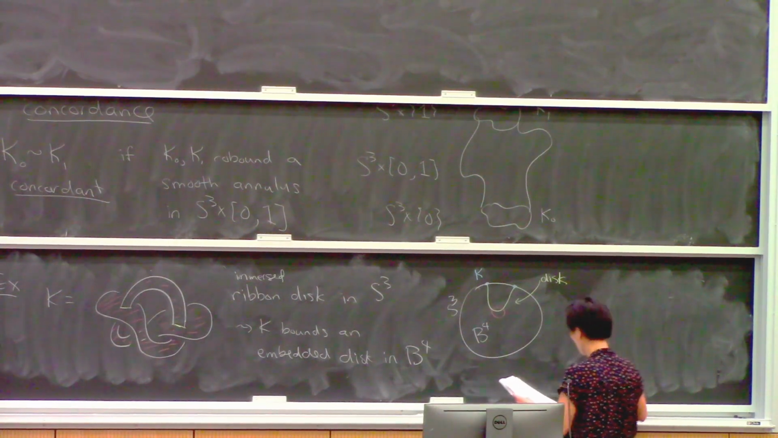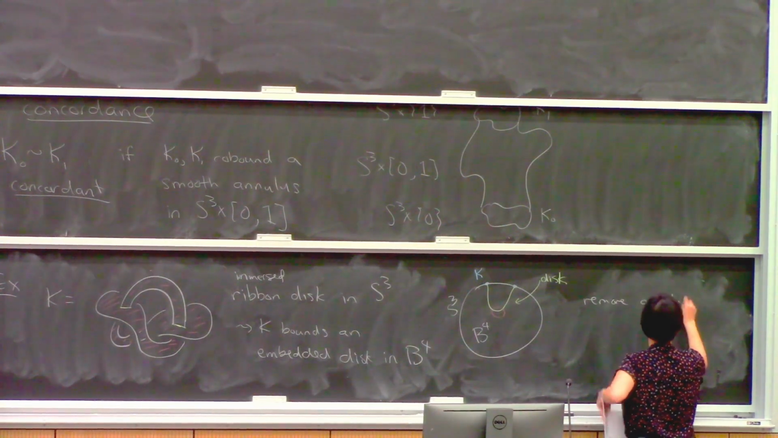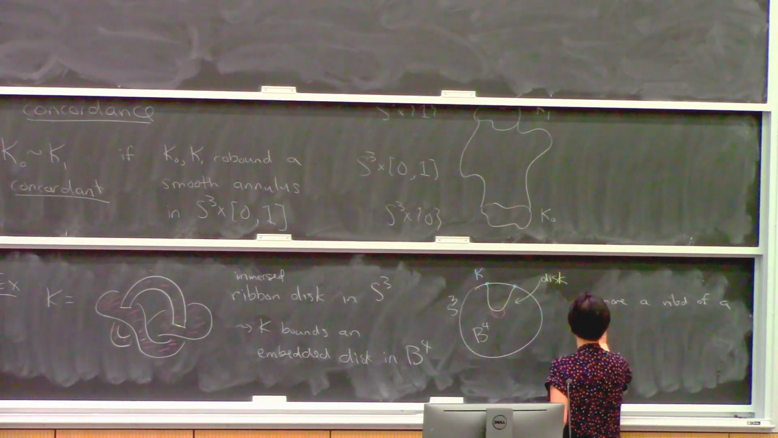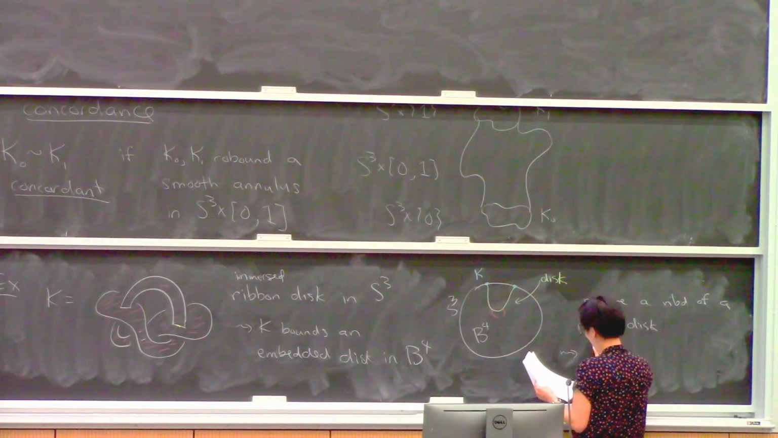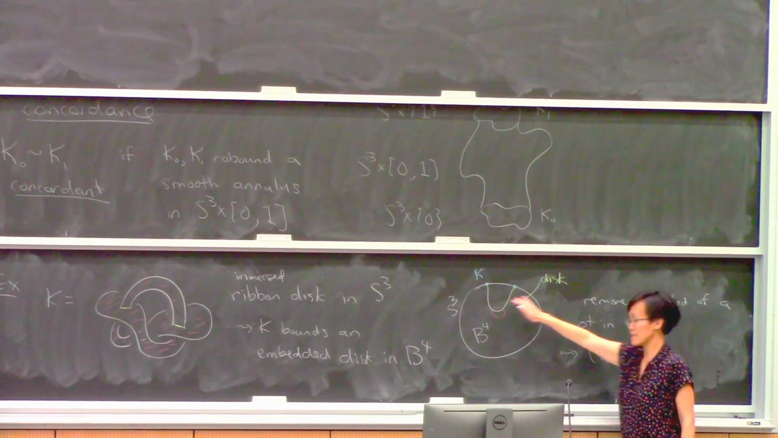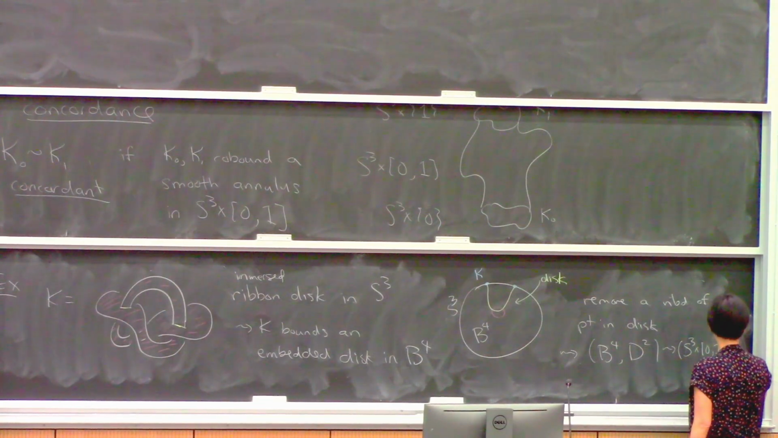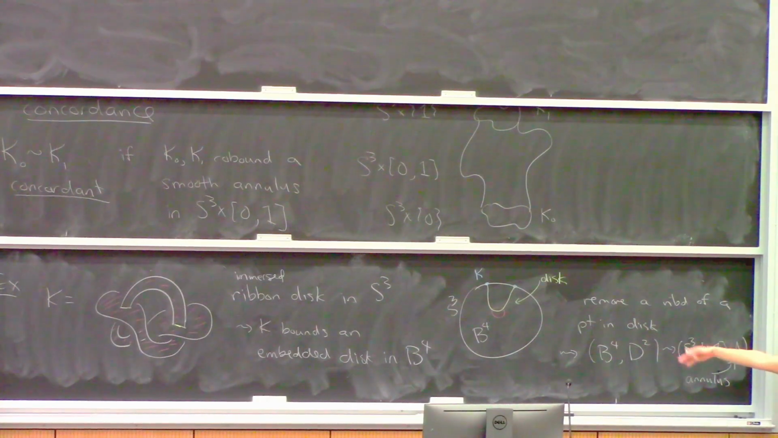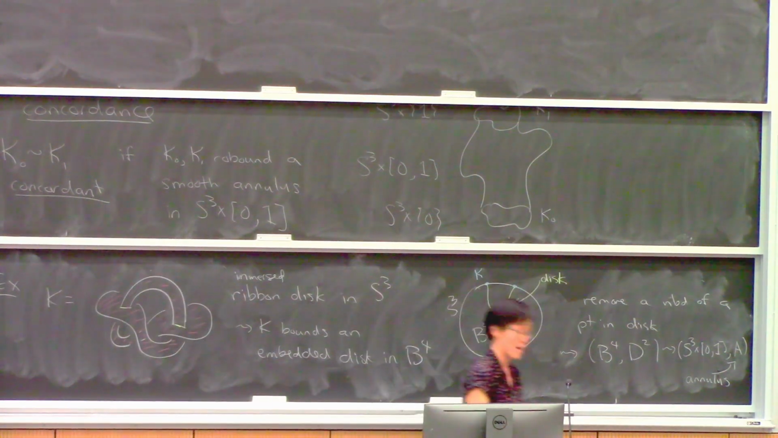Okay, so we remove a neighborhood of a point in this. Well, what do we get? Well, we started off with the 4-ball together with the disk, and now what we end up with is S3 cross the unit interval, comma, an annulus A. So now this becomes a concordance. So what I've just shown you is that this knot K is concordant to the unknot.